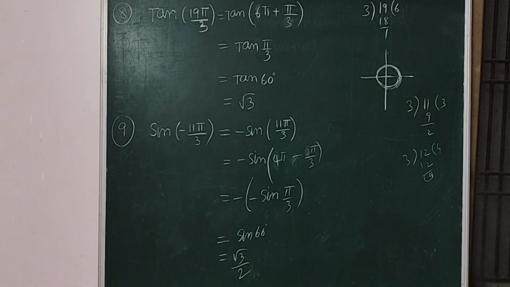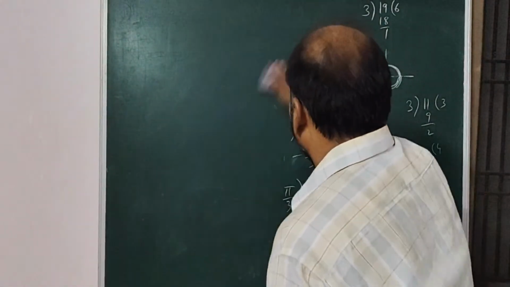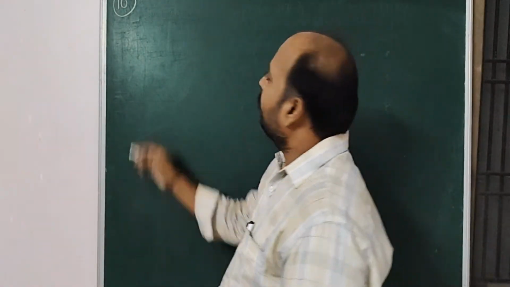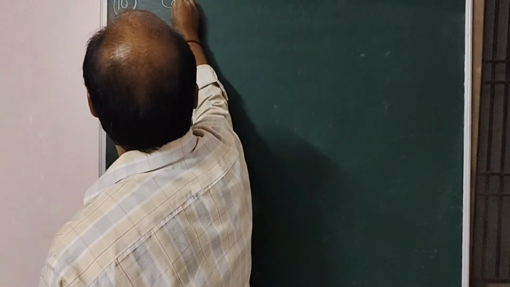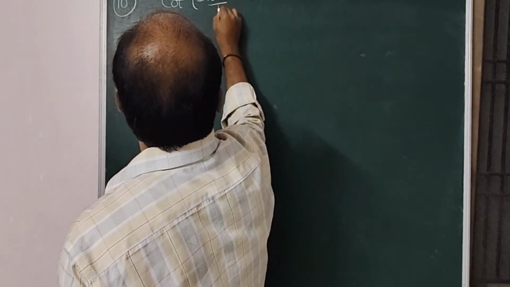We'll move to another question, dear students. Question number 10. It is the last question in this exercise. Cot of minus 15 pi by 4.